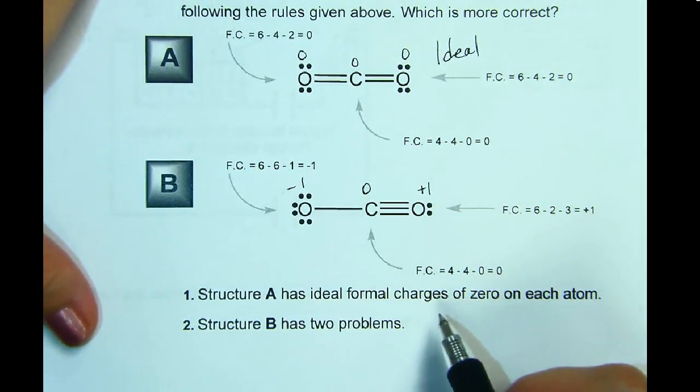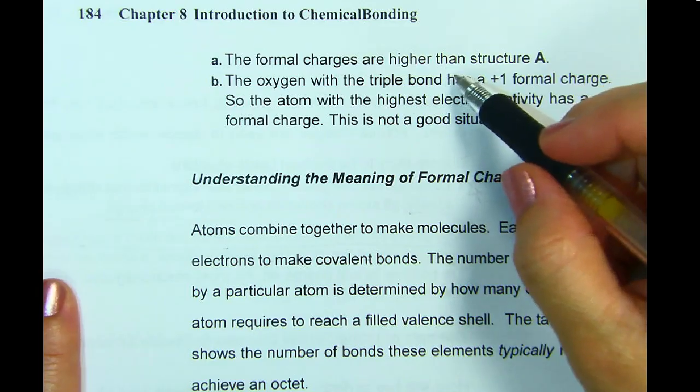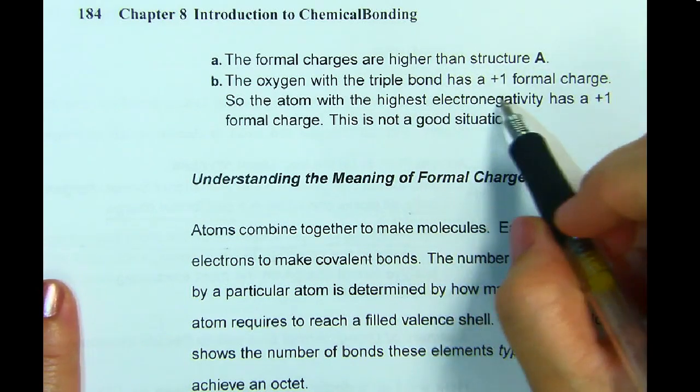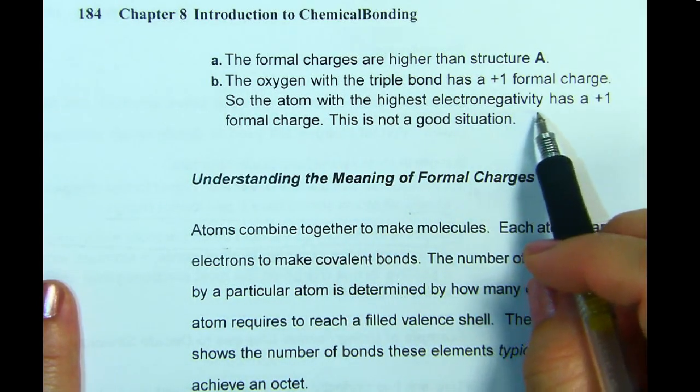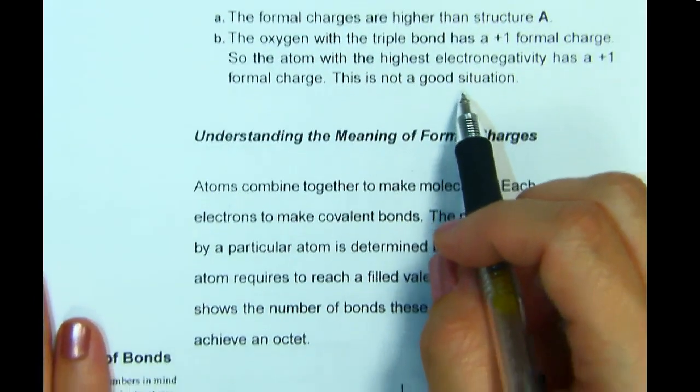Structure A has ideal formal charges of 0 on each atom. Structure B has 2 problems. The formal charges are higher than structure A. The oxygen with a triple bond has a plus 1 formal charge, so the atom with the highest electronegativity has a plus 1 formal charge. This is not a good situation.